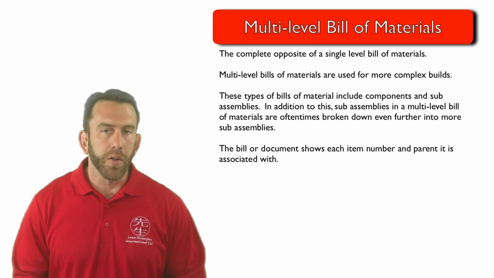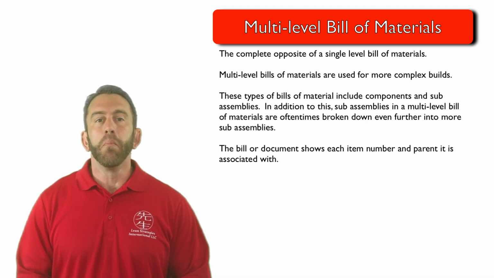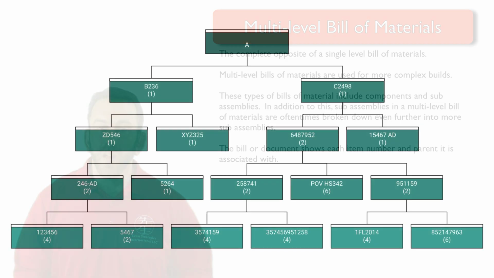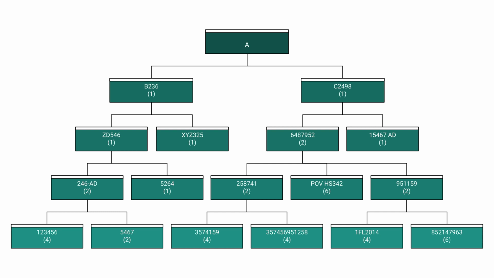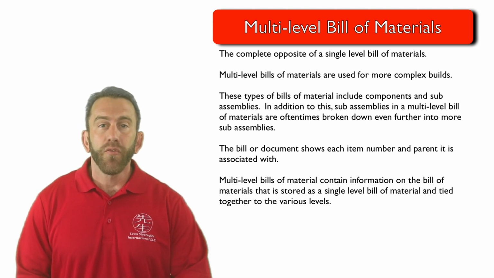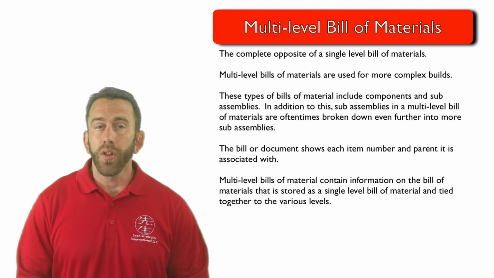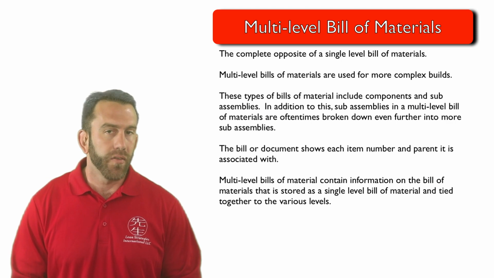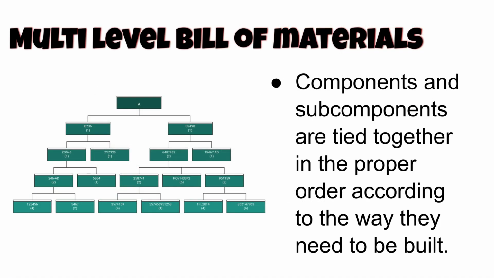In these types of bills of material, the bill or document must show each item number and the parent it is associated with. Multi-level bills of material almost always have more than two levels of a parent-child relationship. One unique thing to note about multi-level bills of material is that the information on the bill of materials is still generally stored as a single-level bill of material and tied together at the various levels. The components and subcomponents are tied together in the proper order according to the way they need to be built.